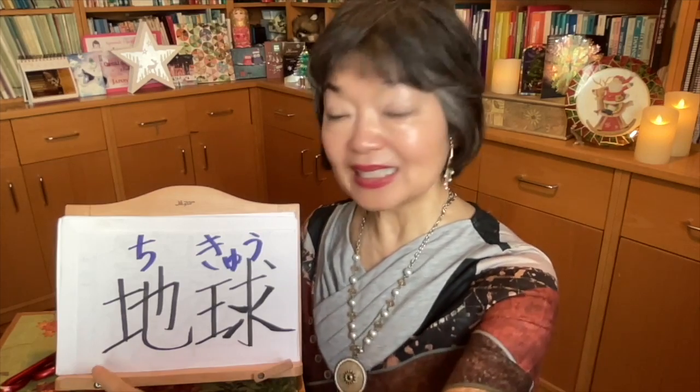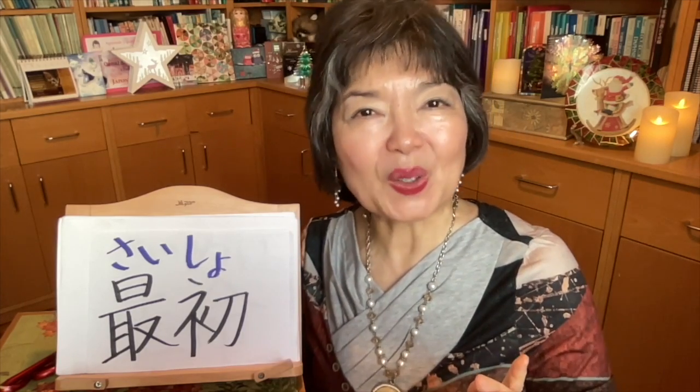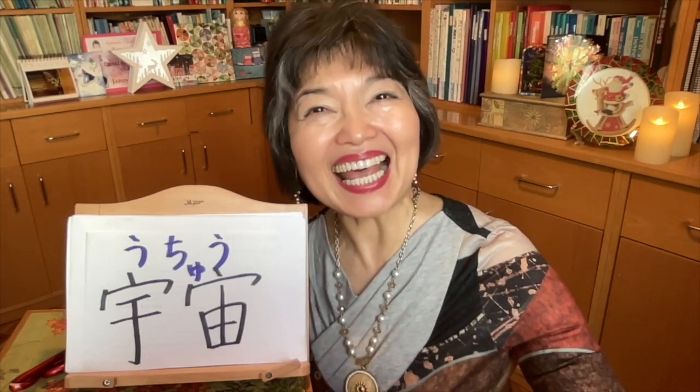The earth, we say 地球. Beginning, the first, start. This is 最初. The opposite is 最後, the end. 地球最初の生命. I hope you could see the differences between these four words meaning life.